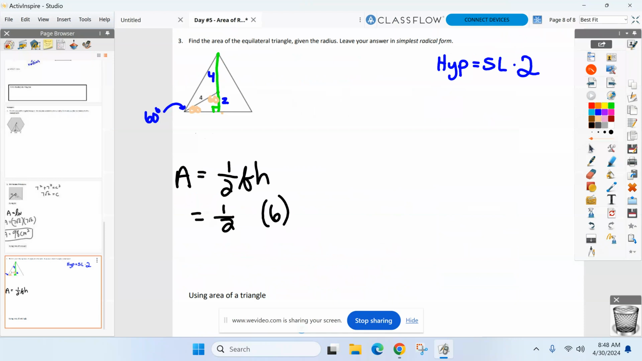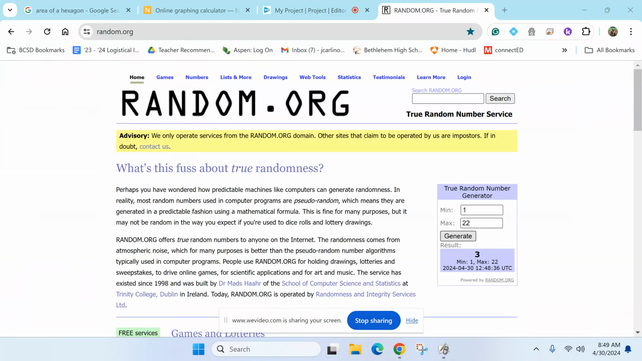Everyone okay? Why it's 6? You ready for the base now? Take a look. The base is this whole side. I need to find that whole sideline. What's across from the 60 then? 2's the shorter leg. So what's the longer leg across from the 60? We're getting there slowly. Brendan, what's across?